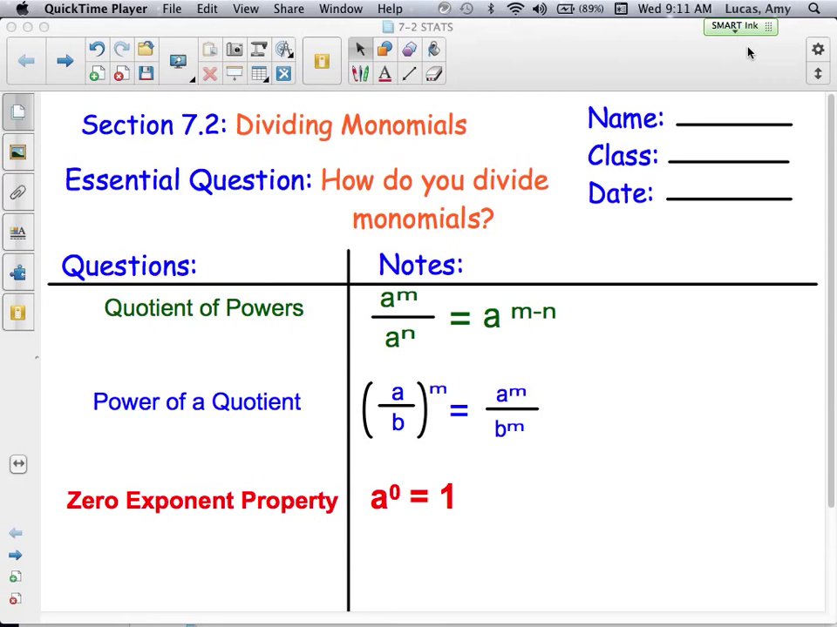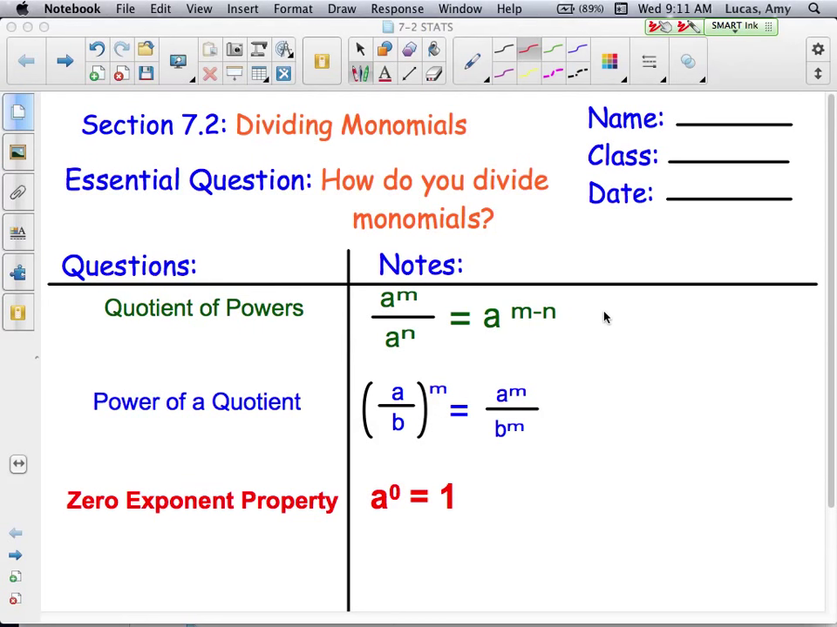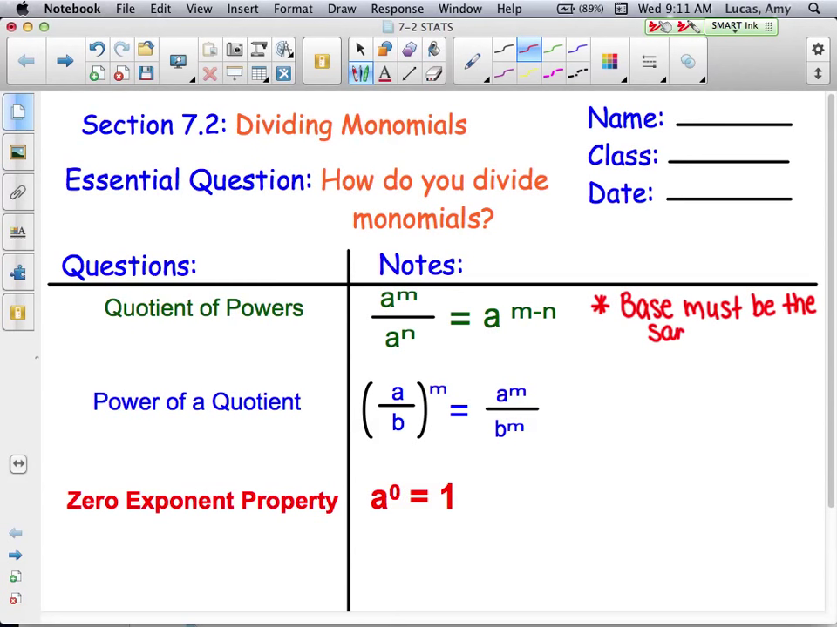What I want you to notice about this property is that as long as the base stays the same, when you're dividing powers, you subtract the exponents. So the base has to be the same. By base I mean the letter A. So the base must be the same, and if it is, you can subtract your exponents.